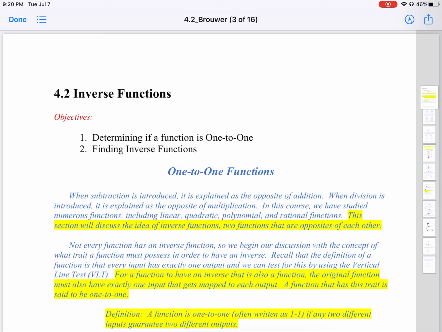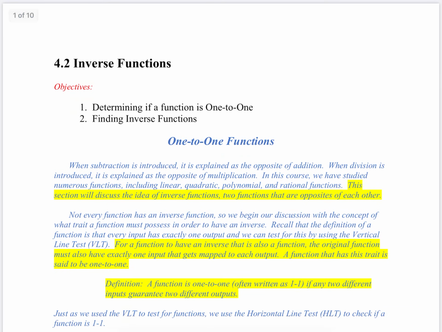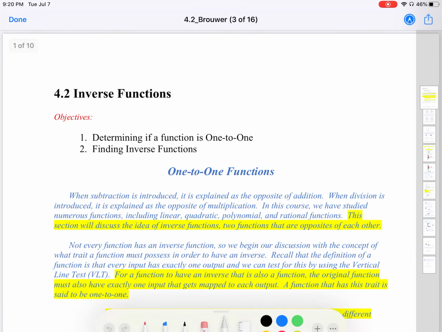Hello, we'll be going over section 4.2, inverse functions. Our objectives are, one, to determine if a function is one-to-one, and two, to find inverse functions.